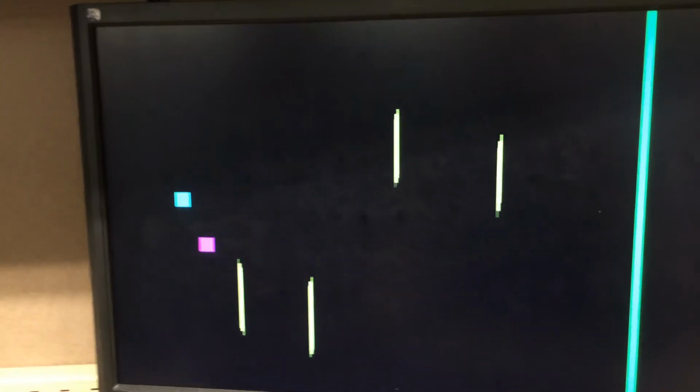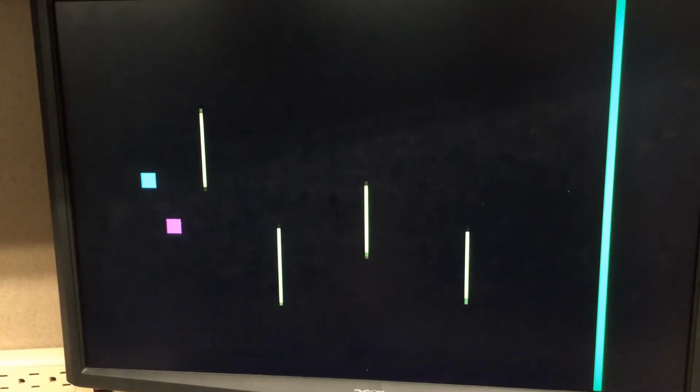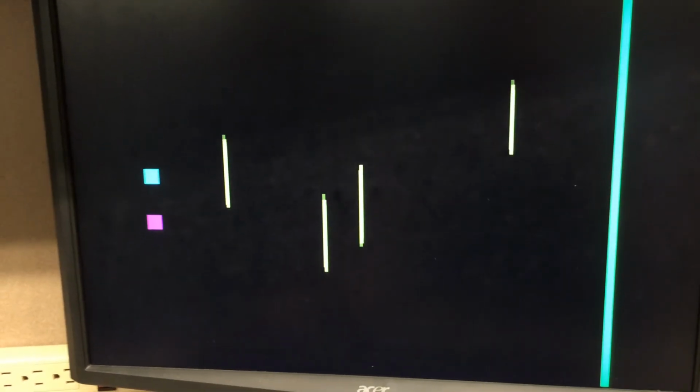A final demonstration. Adam will be controlling the purple square, and I'll be controlling the blue square. I guess we'll reset to the initial position first. Okay, so, 3, 2, 1.